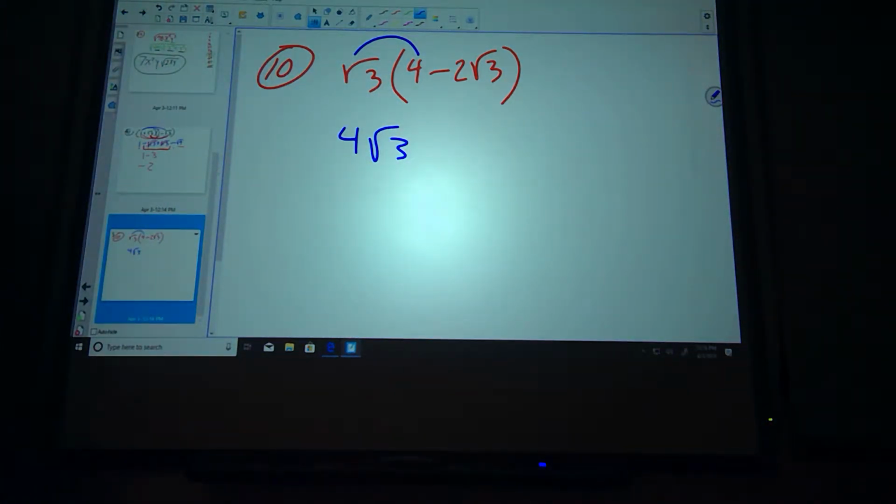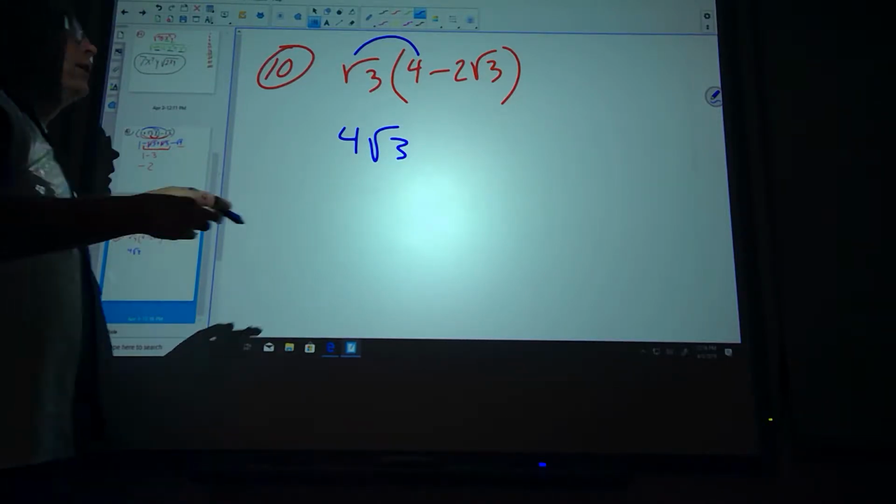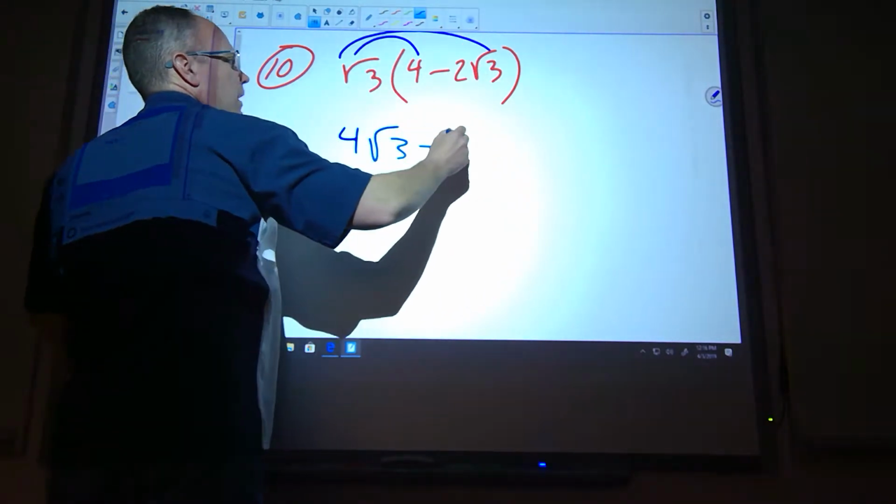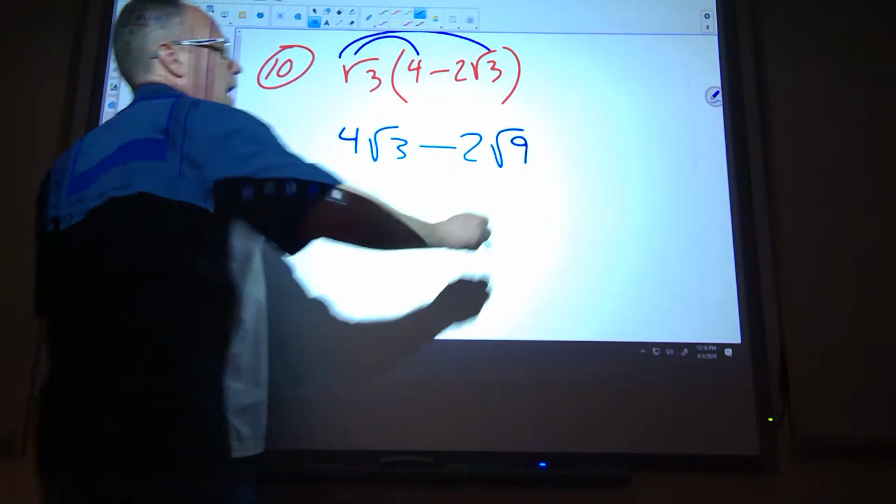So I didn't multiply anything outside to inside. I just multiplied them together. Okay, a minus sign comes along. We multiply this times this. I'm going to get minus 2 root 9.